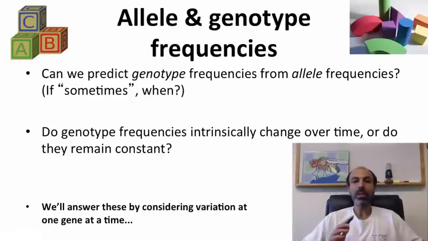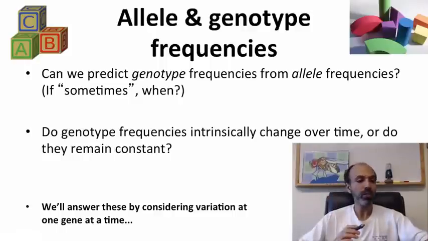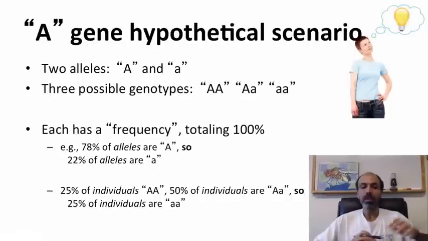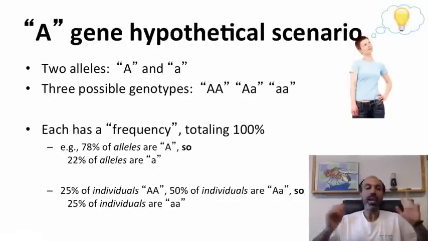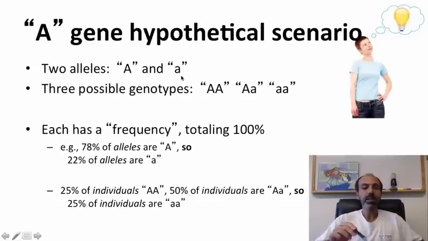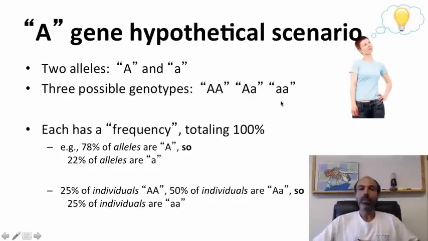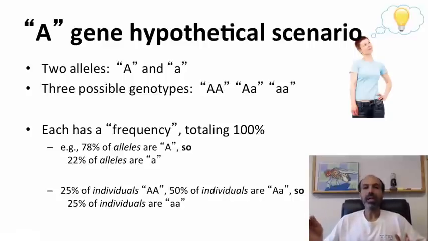Well, we'll answer these by looking at variation one gene at a time. We're not going to be looking at interactions among genes here at first. So let's take this hypothetical scenario for the A gene. Let's say this A gene has two alleles, big A and little a. And let's say there are three possible genotypes, of course, from these two alleles: big A, big A; big A, little a; and little a, little a.